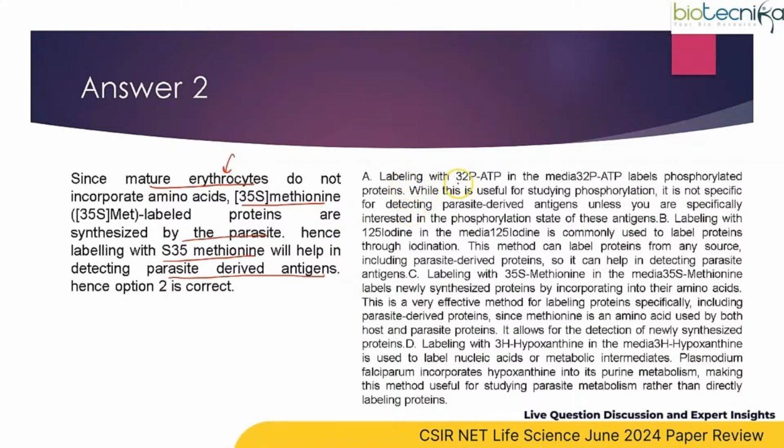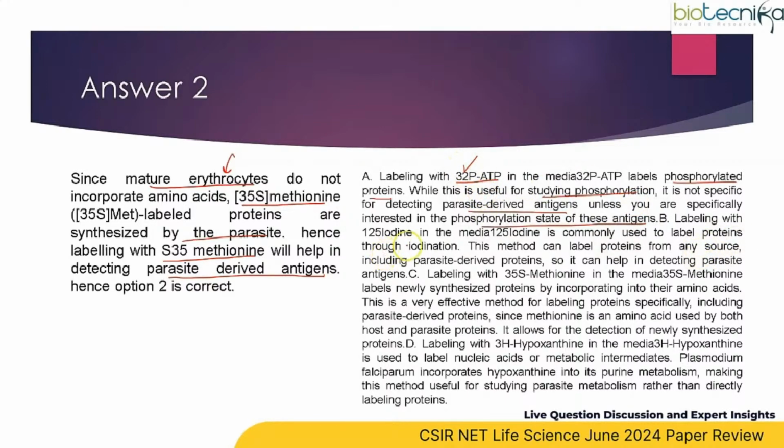So if you label with P32 ATP, it labels phosphorylated proteins. P32 means it will phosphorylate the proteins. So this is useful for studying phosphorylation events. It is not specific for detecting parasite-derived antigens unless you are specifically interested in the phosphorylation state of these antigens. So only then we will use P32.